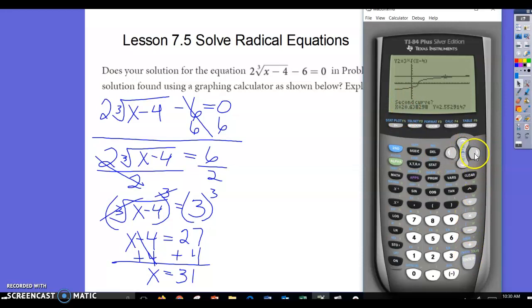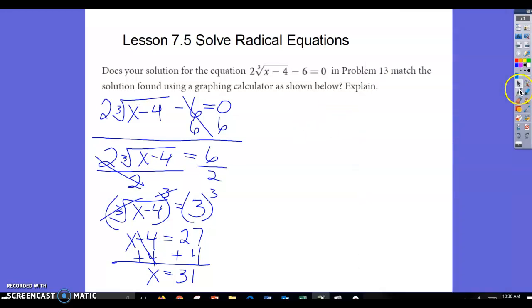So I'm going to click on that to be on the left side. Second curve, I need it to be just past 31. So that says x is 32. Then I hit intersection. Then I hit enter again and it gives me my intersection. So this says that my intersection is at x equals 31, y equals 3. So the graphing calculator does show that these two lines intersect at x equals 31. All right, so that means that is a true solution.